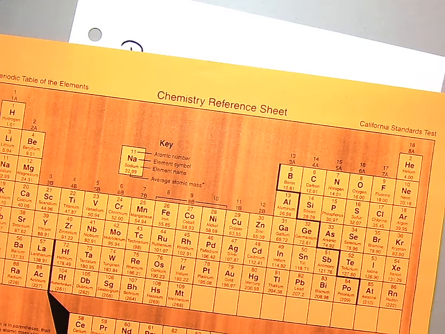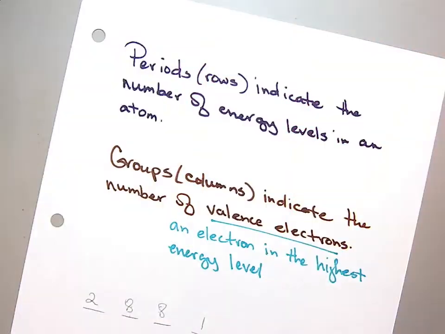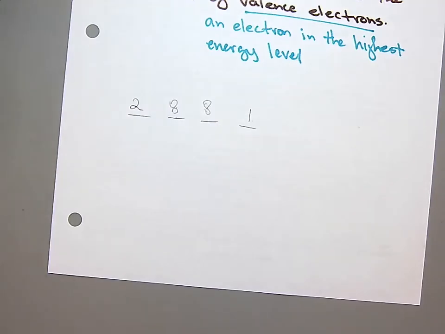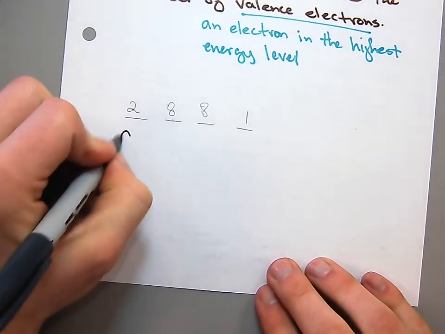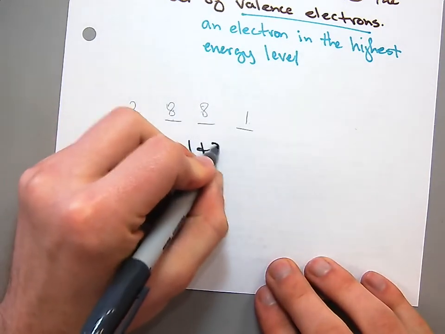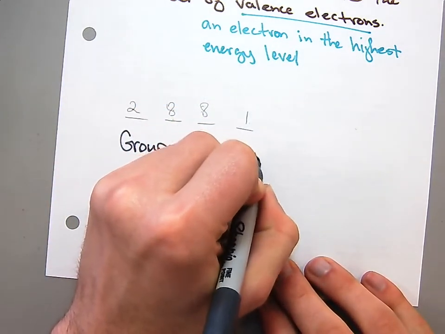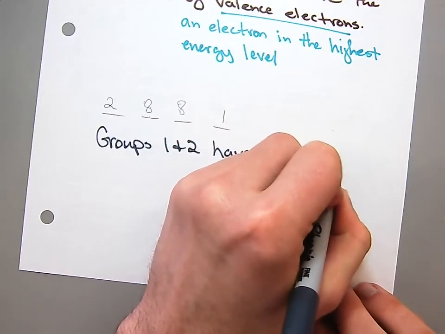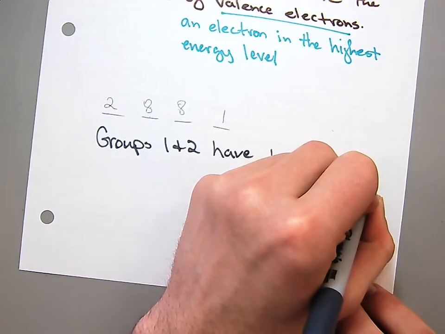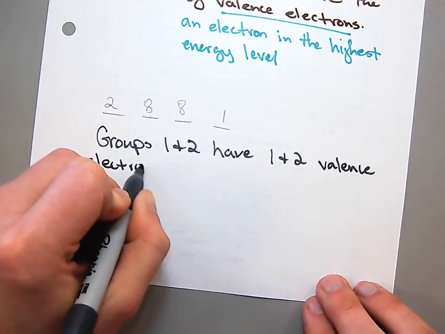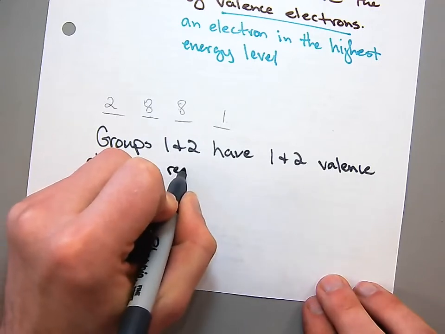Okay, let's put that into words. Oh man, I wrote on there. I didn't mean to do that. Whatever. All right, so groups 1 and 2 have 1 and 2 valence electrons respectively.